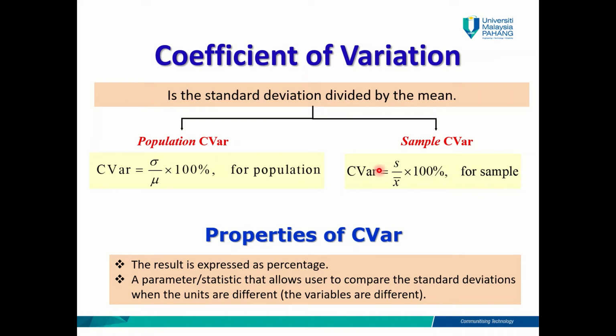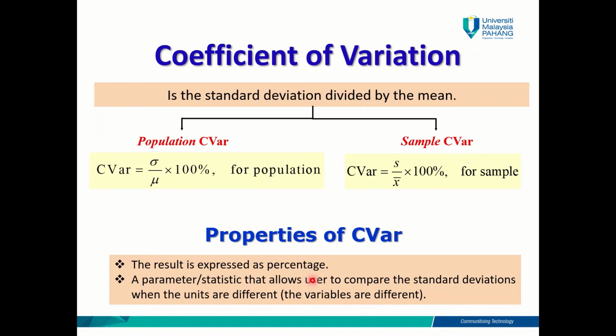Now, let's go to the properties of CVAR. The result is expressed as a percentage, so the unit for CVAR is percent. Another important property of CVAR is that it is used to compare the standard deviations, or to compare the variability, of two datasets that have different units. It is used to compare the variability of two datasets that are different variables.